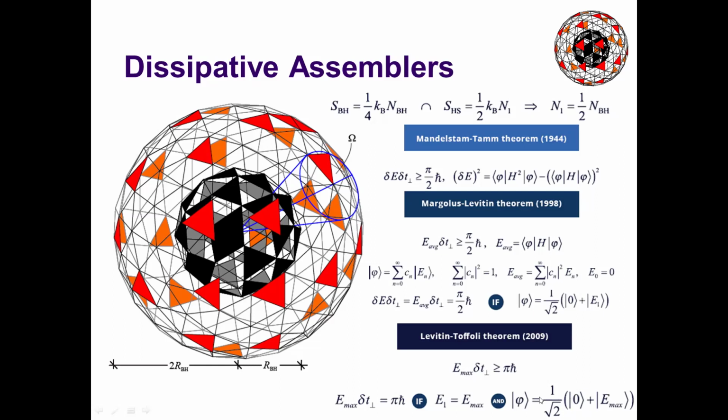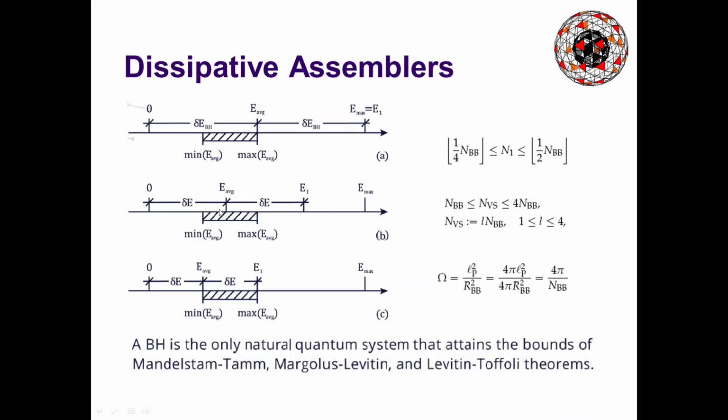So this indicates that the only natural quantum system that attains these three bounds is a black hole. This is the result of these calculations, this sphere. We call it an entropy variation sphere, or dissipative assemble. I believe that this is the object that assembles this information. So these bounds can be expressed like this.